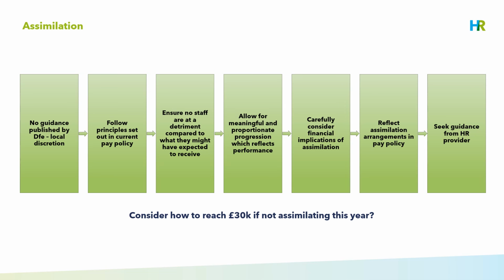Many schools have moved teachers to the advisory points in the last 2 years, but if the school has not done so and now wishes to move teachers to the new advisory points, they need to identify a fair assimilation process to achieve this. No guidance was published by the DfE back in 2020 when the new advisory points were introduced. So schools who have not done this and now wish to do so will need to determine locally how to approach this. The approach and associated costs may differ depending on the framework the school currently uses for pay progression. In assimilating, it's really important to ensure no teacher is at a detriment compared to what they might have expected to receive under the school's current pay policy. They also need to ensure they allow for meaningful and proportionate progression, which recognises and rewards the performance of all teachers at different stages in their career.